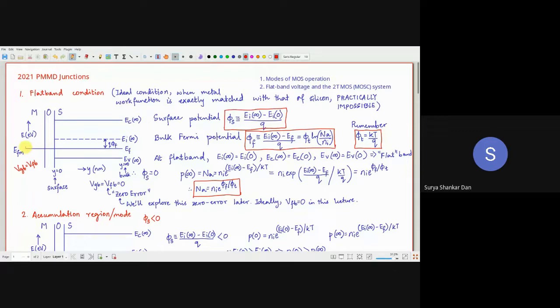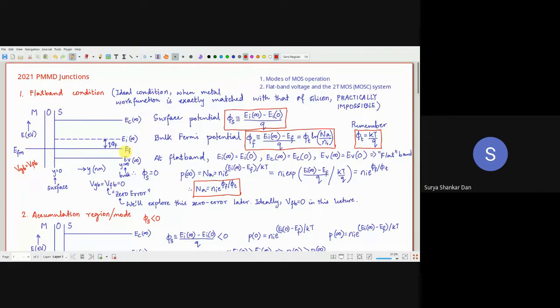The situation is something ideal, practically impossible: that the metal work function, the metal Fermi energy level and the Fermi energy level of the silicon are perfectly matched. Then obviously you can understand that all the energy levels will be perfectly horizontal.